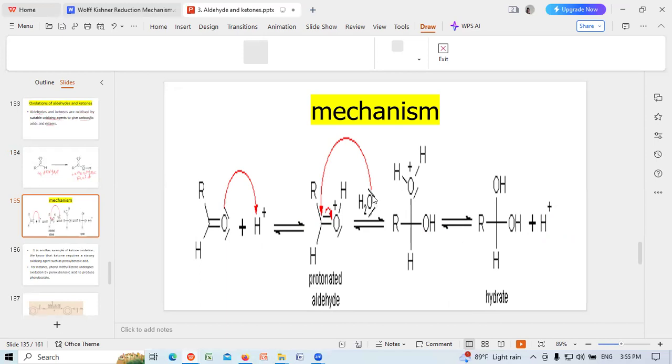And the water also has lone pairs of electrons. This lone pair of electrons tries to add to this carbon, and this double bond neutralizes this positive charge. Then this has a positive charge. If we remove this hydrogen, this electron neutralizes this positive charge, and the product is formed.